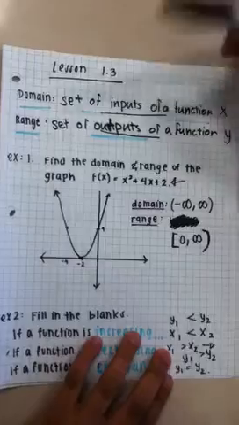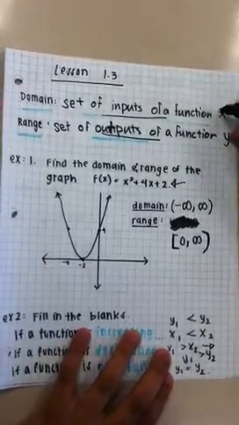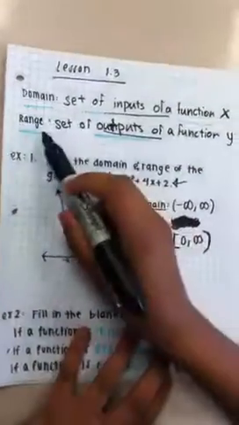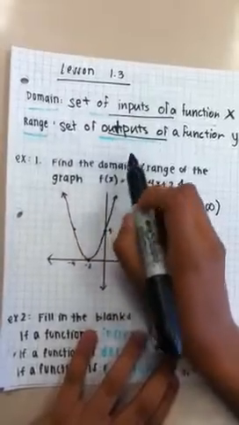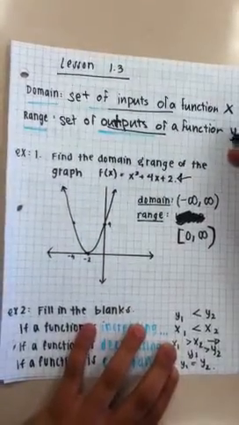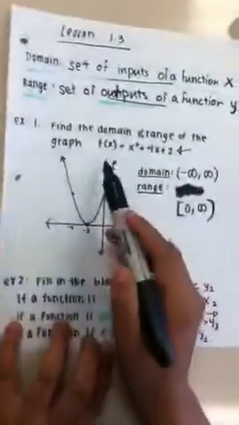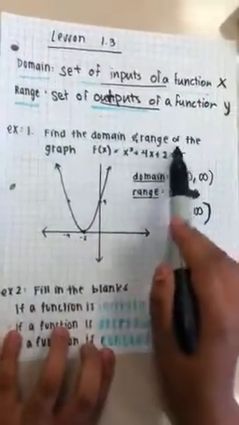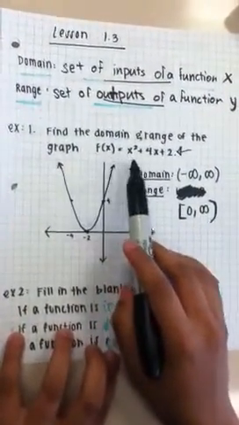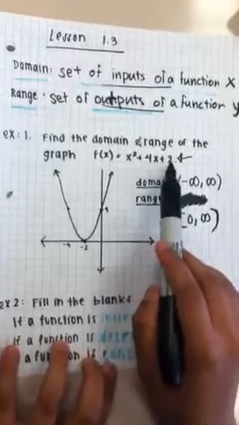First of all, we got to talk about domain and range. The domain is the set of inputs of a function, otherwise known as x. The range is the set of outputs of a function, otherwise known as y. For example 1, we're going to find the domain and range of the graph f of x equals x squared plus 2x plus 4.